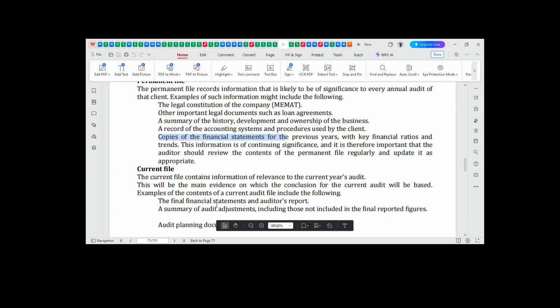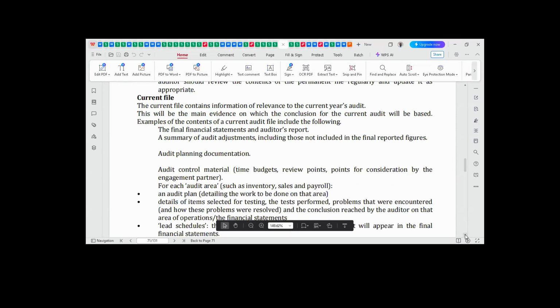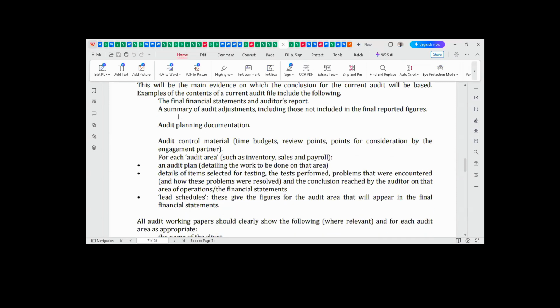If there is any audit adjustment, okay, it will also be contained in that file. All right. Audit planning memorandum for that year under review will also be contained there, all right? Then audit control material. What do you mean by audit control materials?